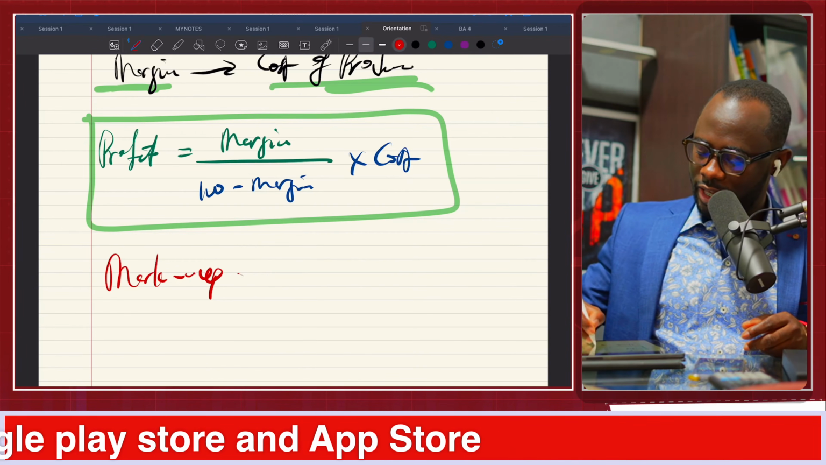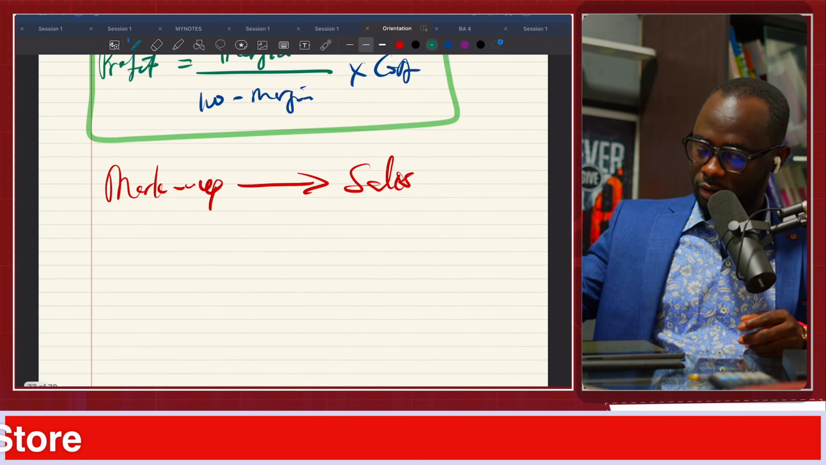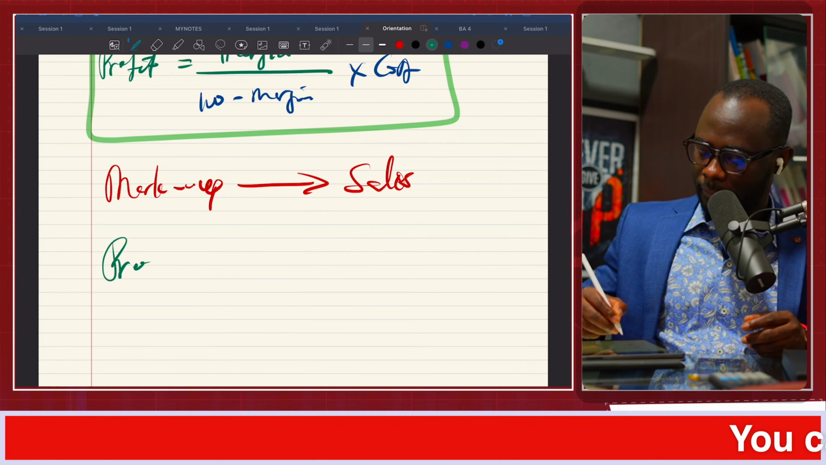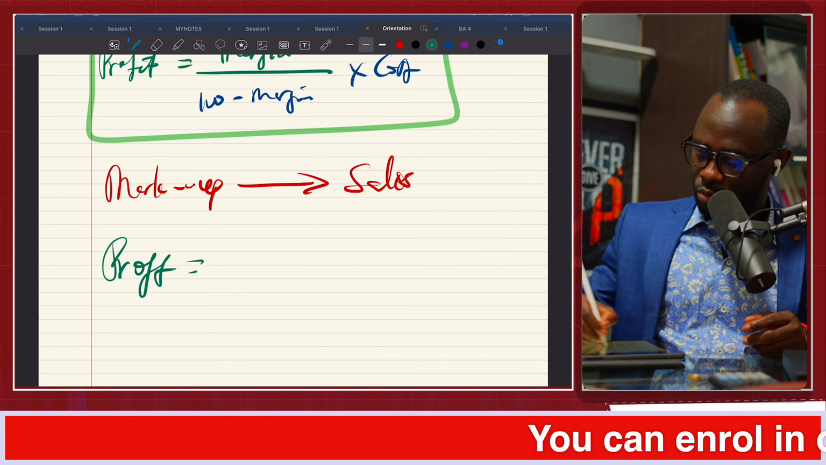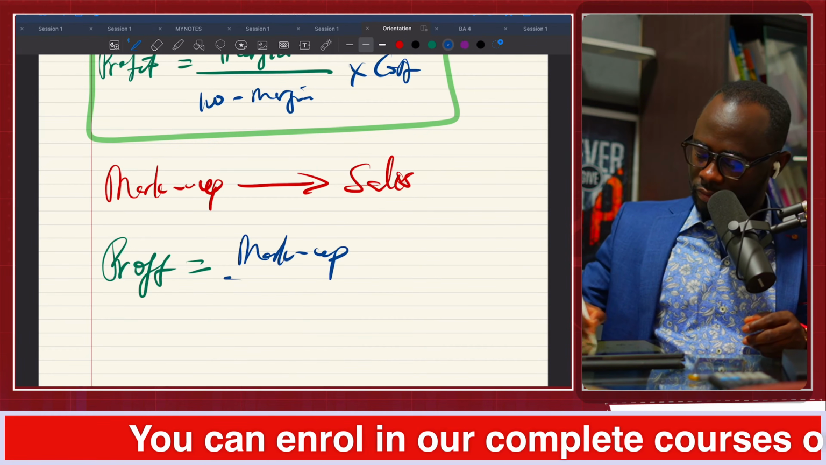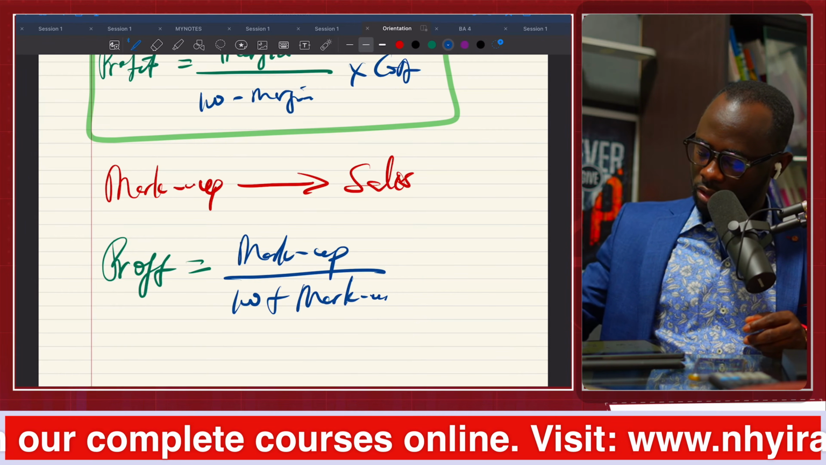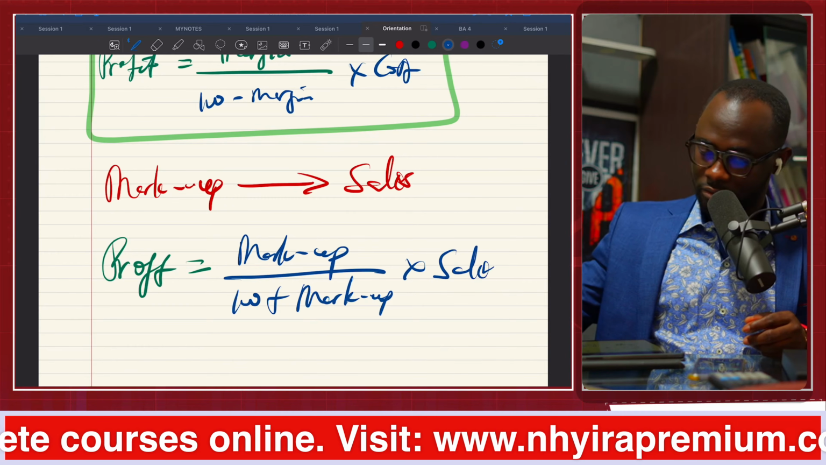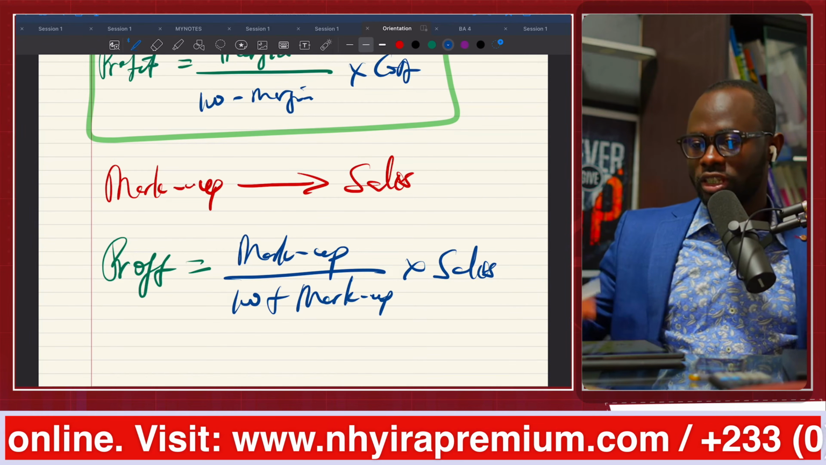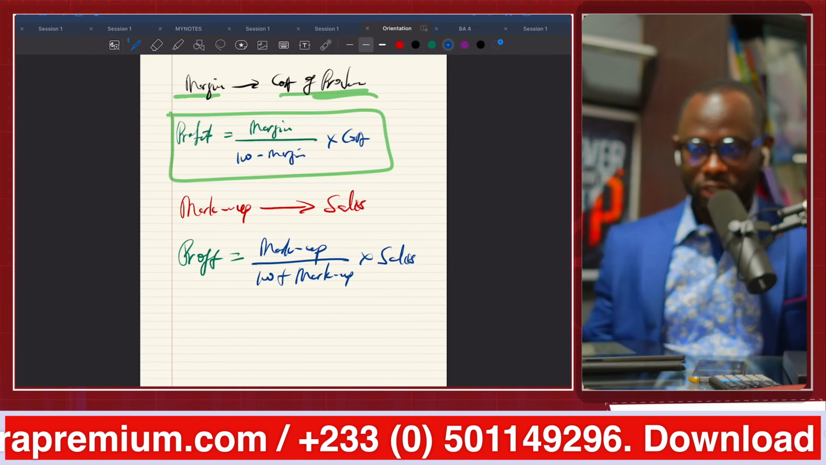but I have the sales value, then my profit will be equal to the markup given divided by 100 plus the markup times the sales value. And so this is the professional presentation. Okay, it is a professional presentation.